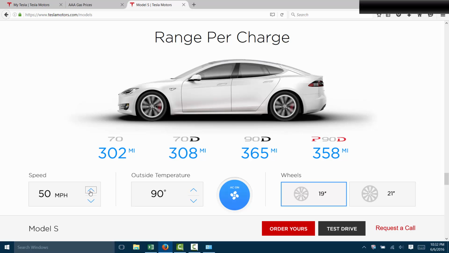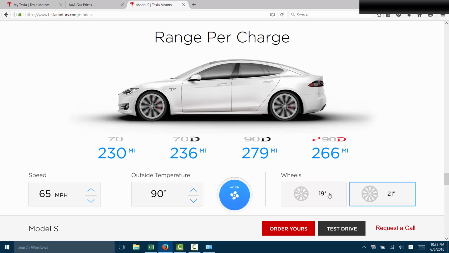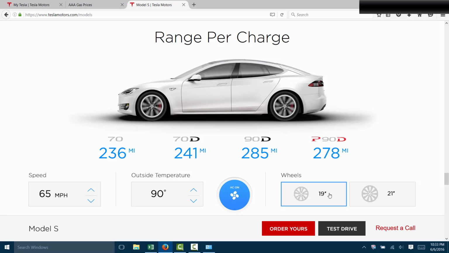So the numbers that I'm trying to get to, I'm trying to find out what is the range that I can drive the car with a 100% full battery. The speed I'm going to use, I believe I'm going to try to do 65 miles an hour. And I'm going to do a temperature outside of 90 degrees with the AC on, in 19-inch wheels. I'm getting 19 inches. 21 is actually a little bit less efficient, but I think as a more standard size it's 19 inches.